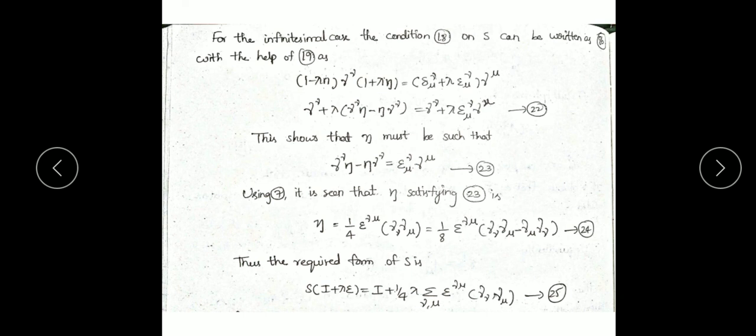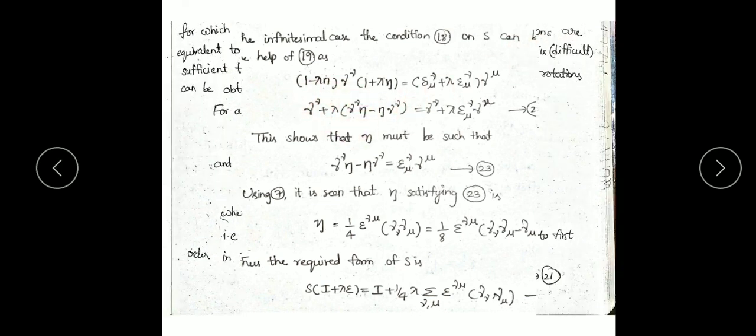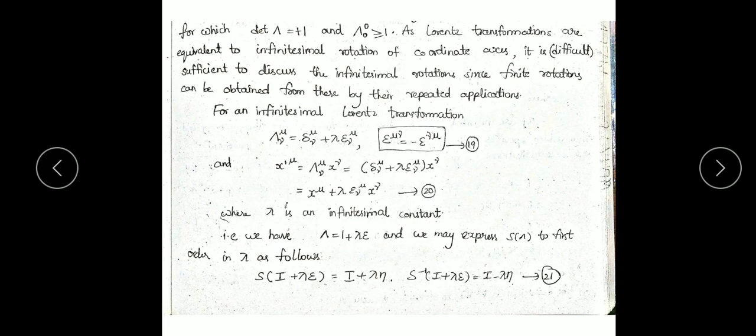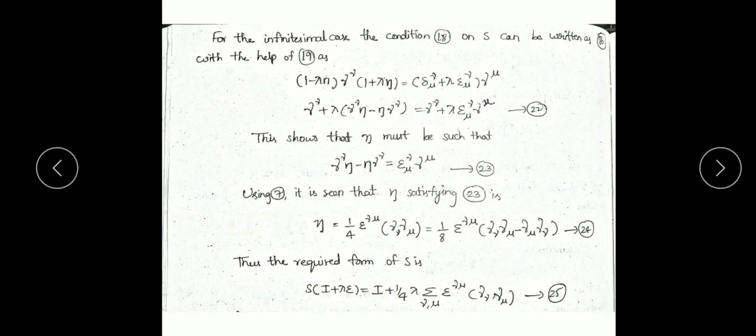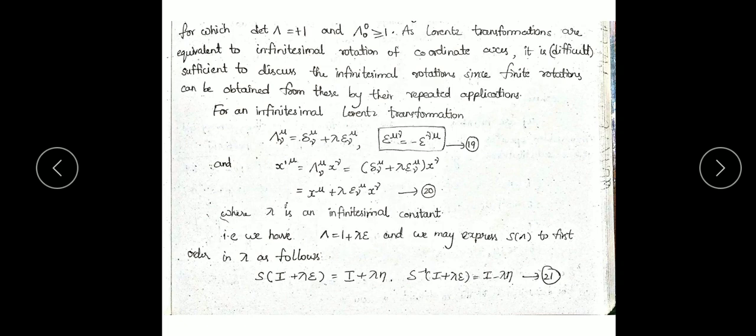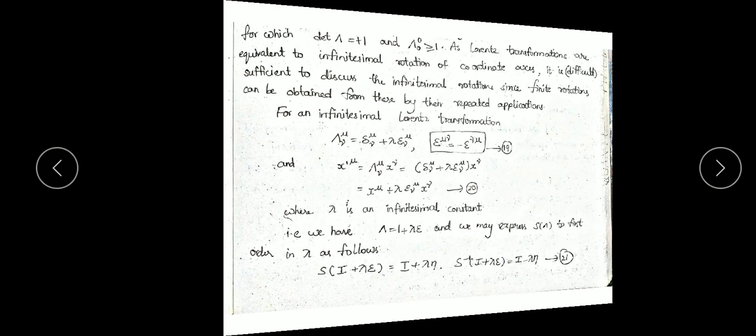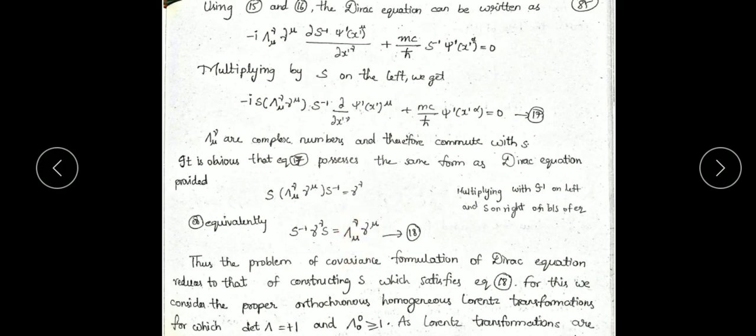So we have found a particular S. For the infinitesimal case, the condition 18 on S can be written with the help of equation 19. In condition 18, gamma is multiplied with S inverse and S. Based on this, S inverse is 1 minus λη, then gamma ν, and S is 1 plus λη, which equals the transformed gamma, that is λ into gamma μ.